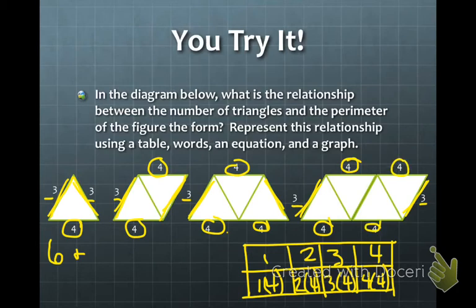Okay, so what's happening each time is we always have 4 times the number of triangles that we have. So our formula would be 6 plus 4x, or 4x plus 6. You could write it either way.